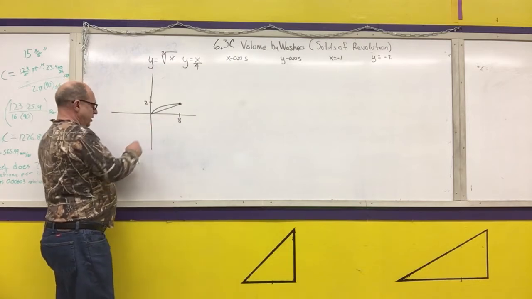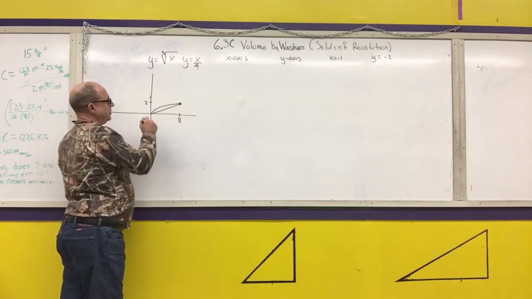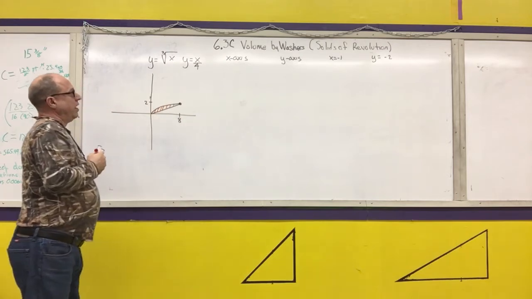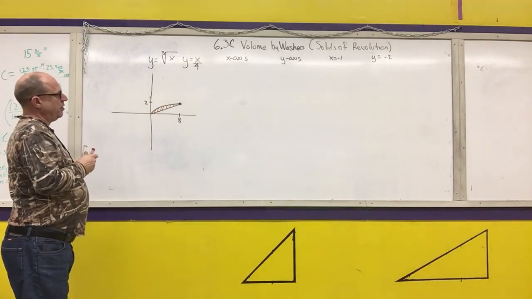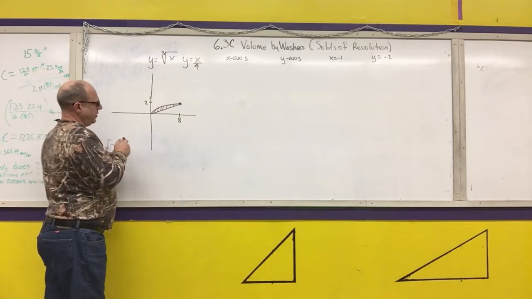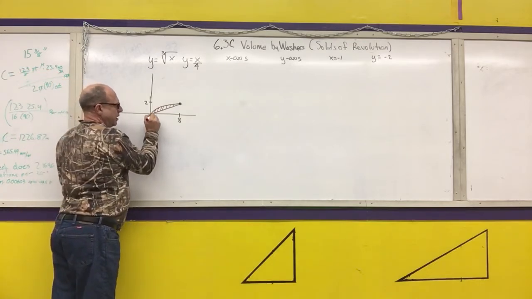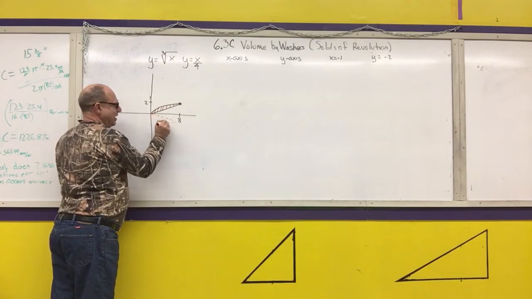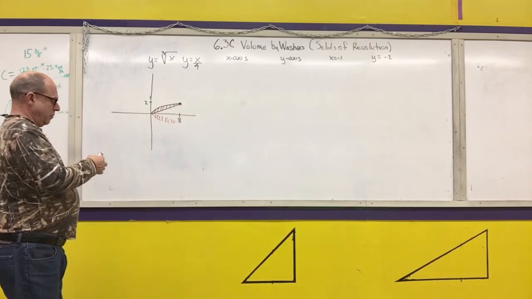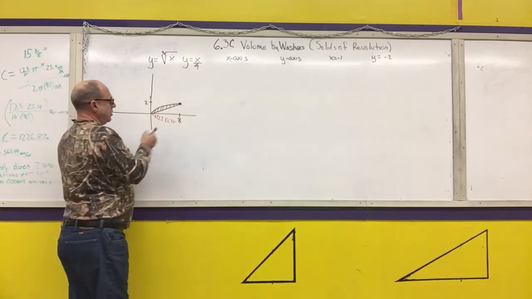So the region of interest is this right here. And so the first one I want to do is I want to revolve it around the x-axis. So if I revolve it around the x-axis, I would get that shape. Find my cross section.